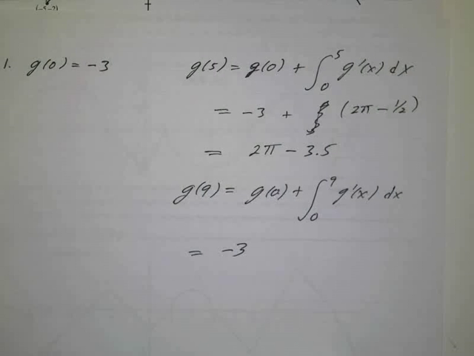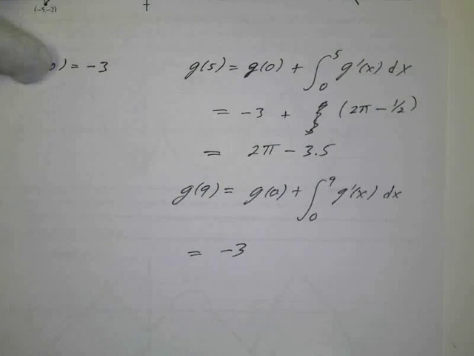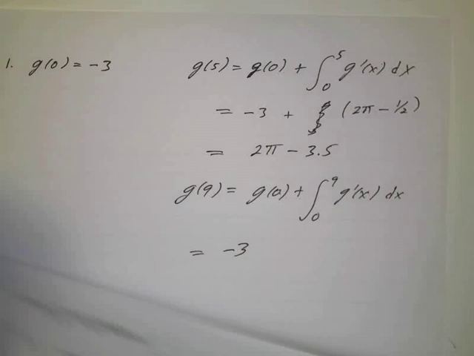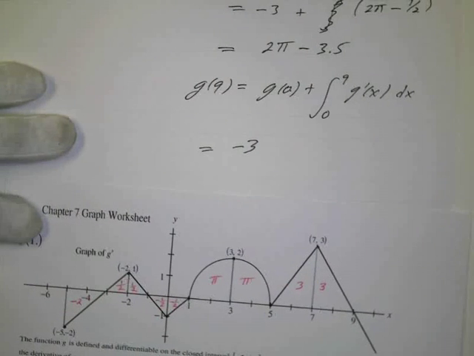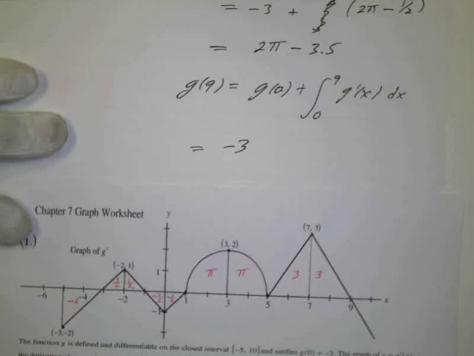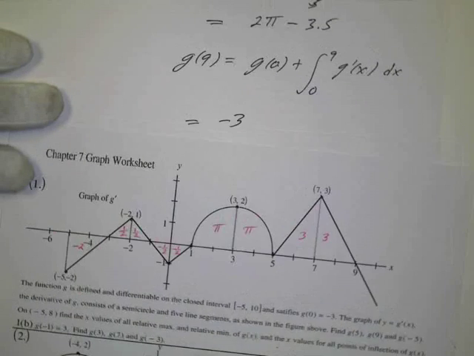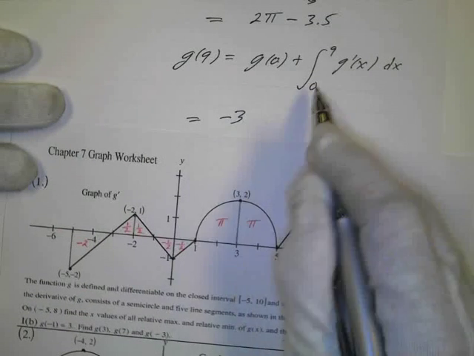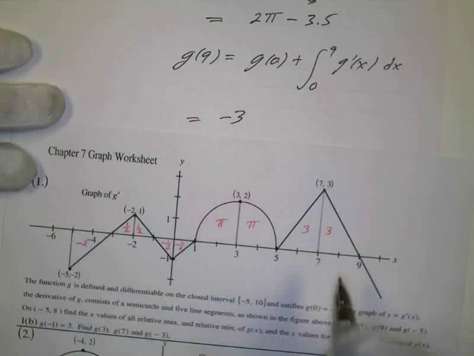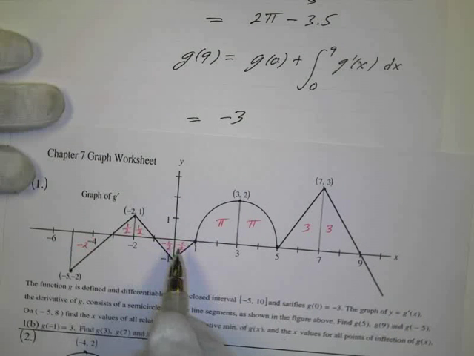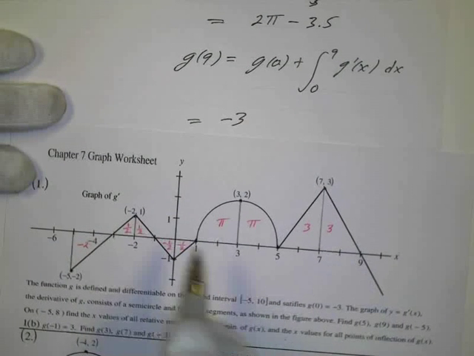Sorry about that. g of 0 is -3. All right, I'm going to put this down here so you can see this like this. Okay, g of 0 is -3, and my area, or my integral from 0 to 9, to get me to g of 9, is going to be the area from 0 to 9.